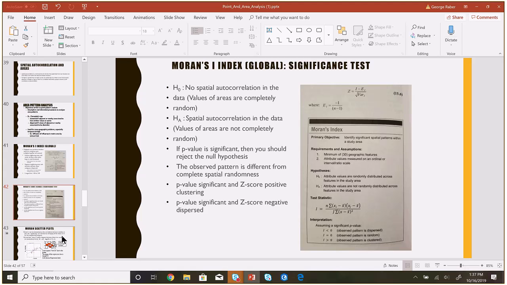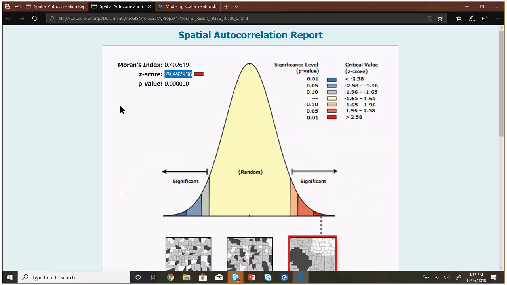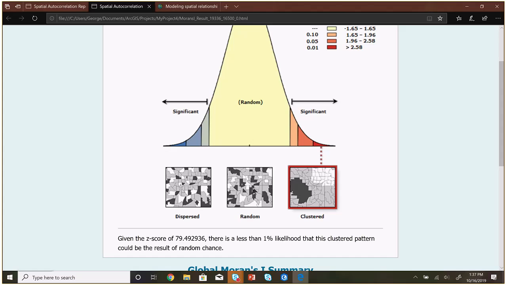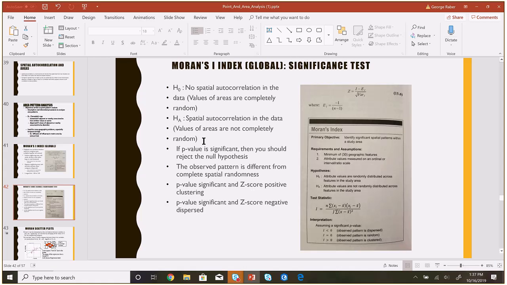There is a significance test. That's what this is showing the output of. This is actually the significance test for Moran's index right there. And so it is a z-score. If the z-score is above 1.96, we're getting into less than a 10% chance that it was a spatial pattern that occurred at random. And the same with the negative.